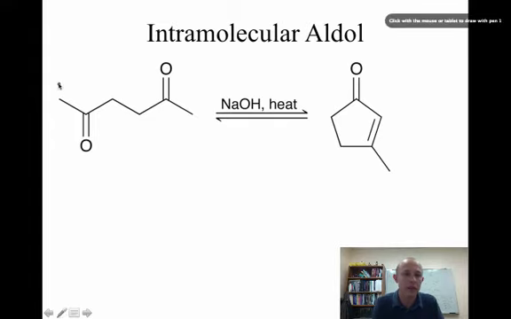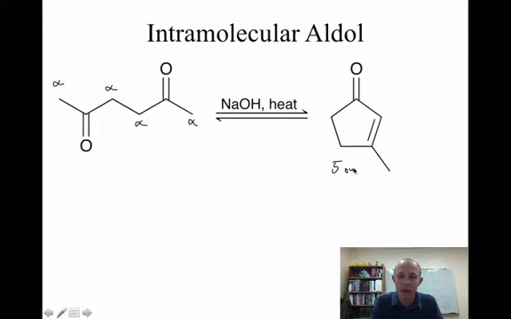What you want to do is identify all your alpha hydrogens. You have alpha hydrogens here, and here, and here, and here, but you're only going to form 5 or 6 membered rings, right? Because those are not particularly strained. So all you want to do is number this 1, 2, 3, 4, 5, 6. Keeping in mind that this alpha carbon could attack this carbon-oxygen double bond to give a 5-membered ring.